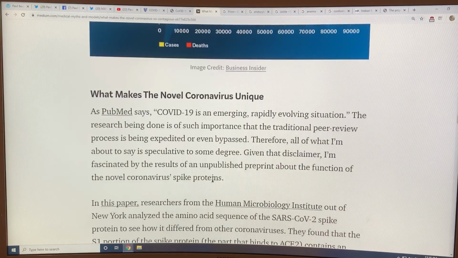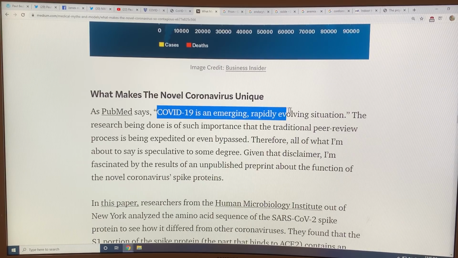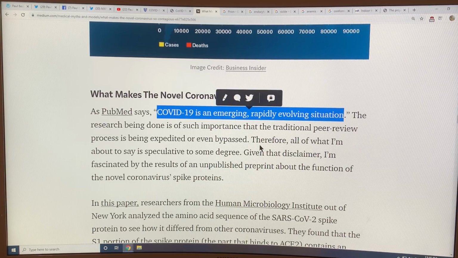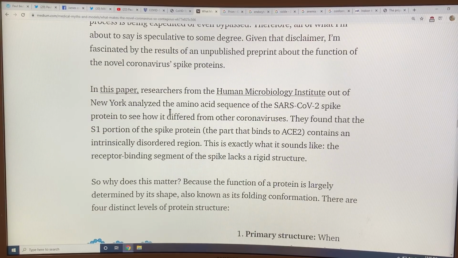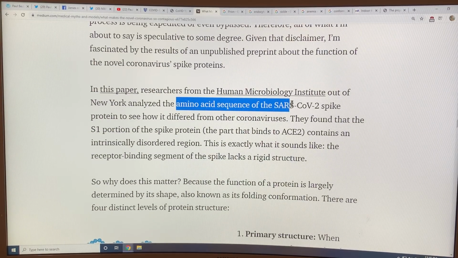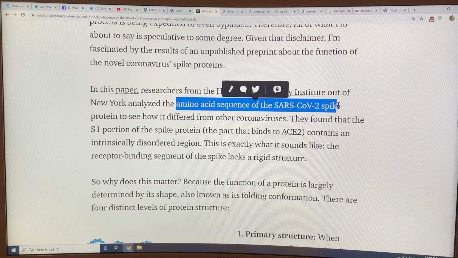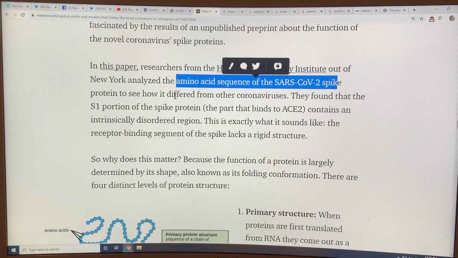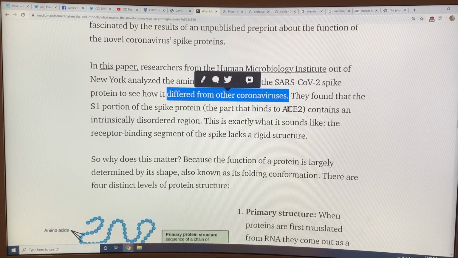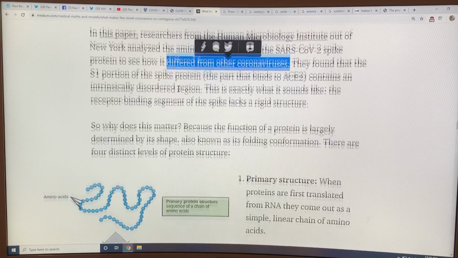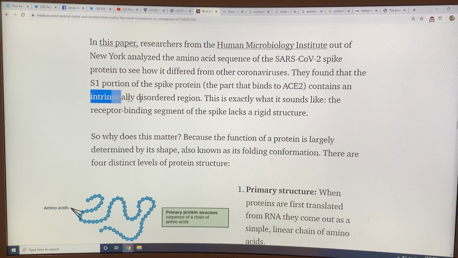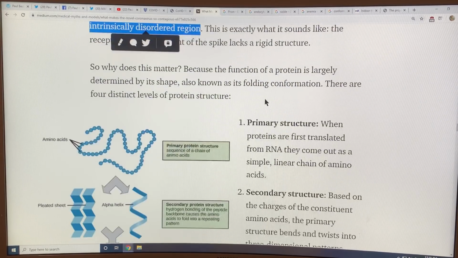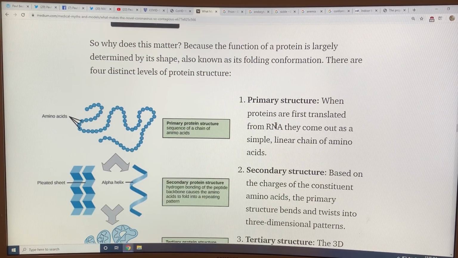MERS. It's a rapidly evolving situation. We're learning lots about it. Here they looked at amino acid sequences of the proteins of the coronavirus spike to see how it differed from other coronaviruses. The key thing is there's an intrinsically disordered region, and I'll explain what that is. But first of all, let's talk a little bit about proteins.